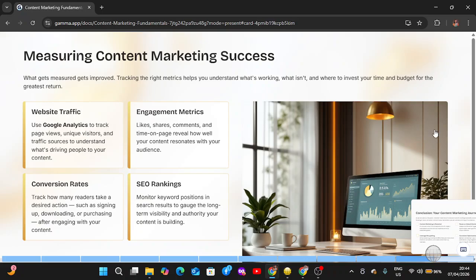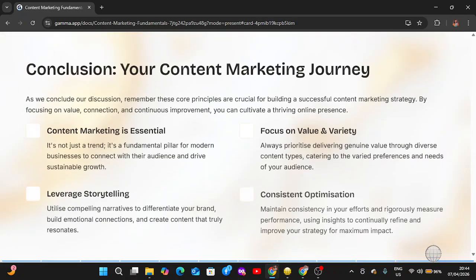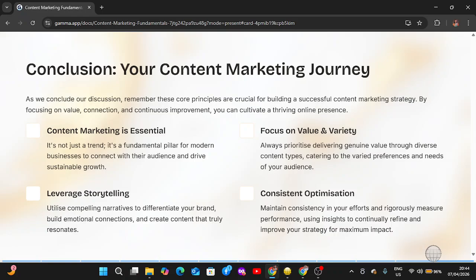So lastly, we have what we call content marketing, the conclusion. I want you to know that content marketing is not just a trend, it's the fundamental pillar for modern businesses to connect with their audience and drive sustainable growth. Very important. That's why you see so much content now, because we are in the attention economy where everything is trying to get your attention. Wherever you look, it's trying to get your attention.